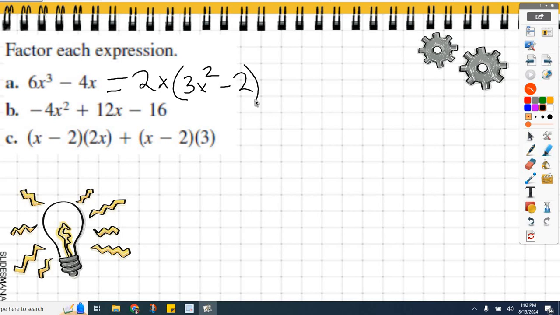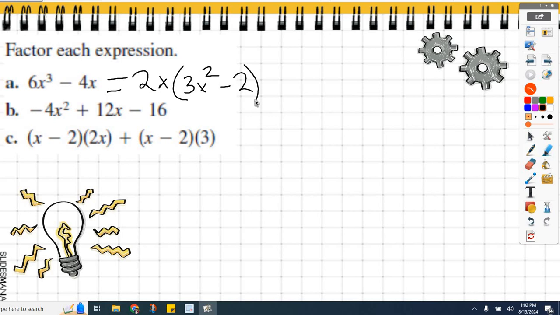On our second one, what do all of those have in common? 4. Okay, what else do we notice about it? The 16 doesn't have an x, so we can't factor out an x this time. Anything else? The first term is negative. Yeah, so what's that number in the front called? Leading coefficient. So our leading coefficient is negative.